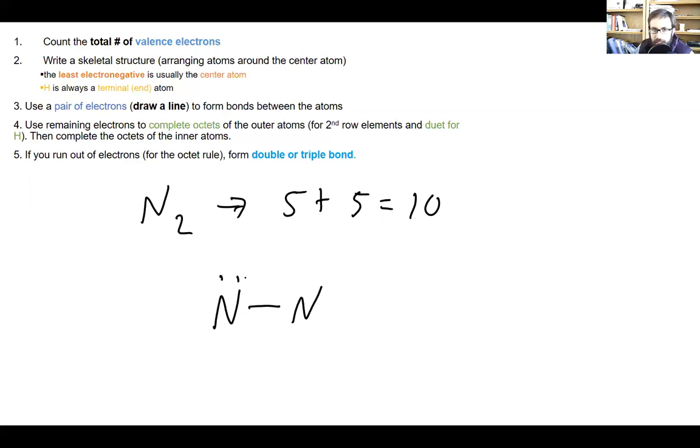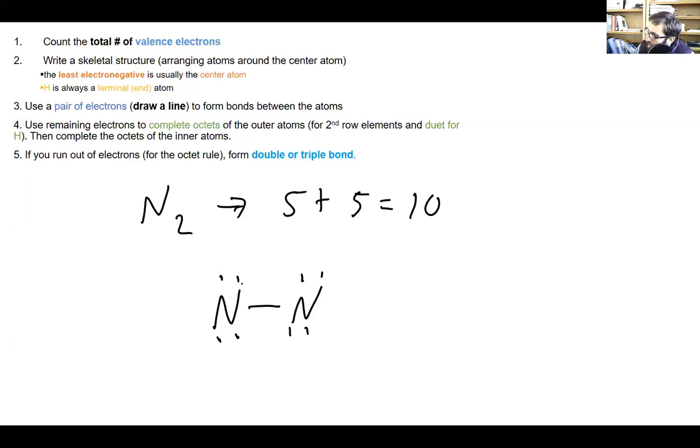A nice way to do this is to break up the electrons evenly. So I'm going to put 2 here, 2 there. I've used 2, 4, 6 at this point. I have 10 total, so I'm going to have 4 more, 2 there and 2 there. Now I'm maxed out on electrons: 2, 4, 6, 8, 10. I can't add any more electrons.